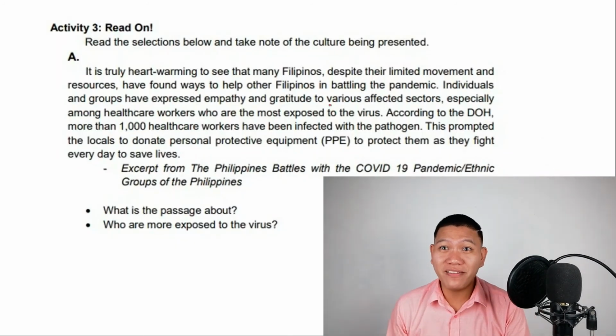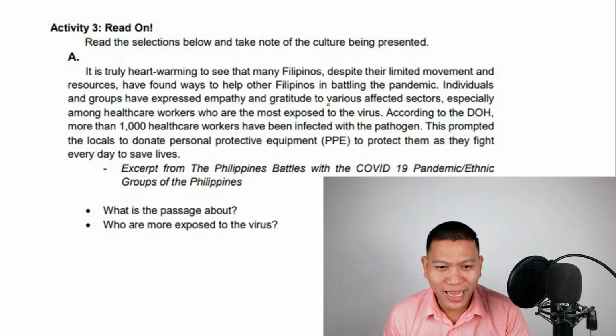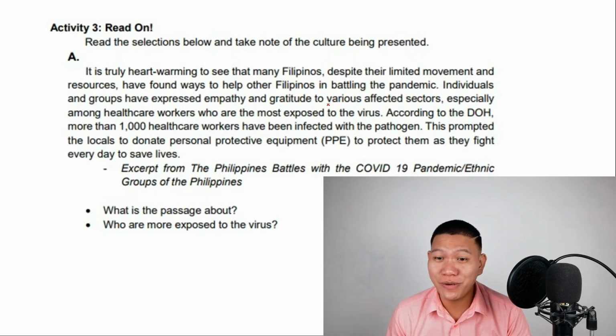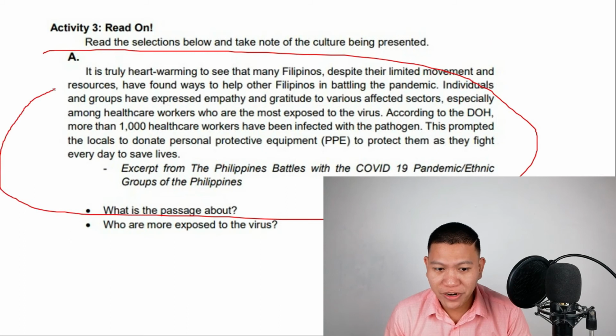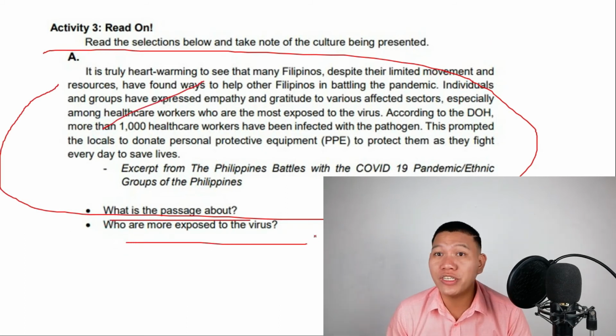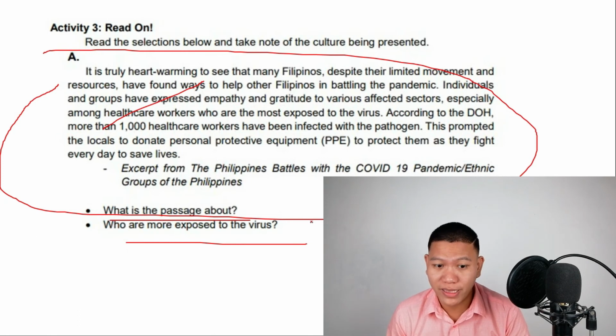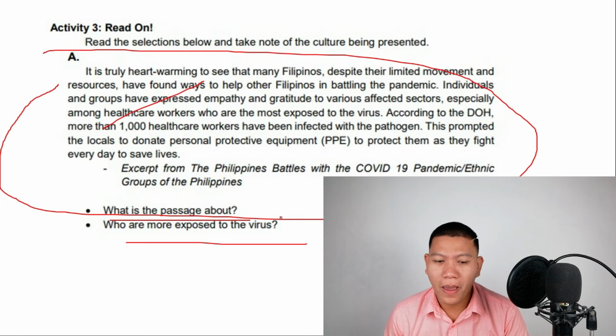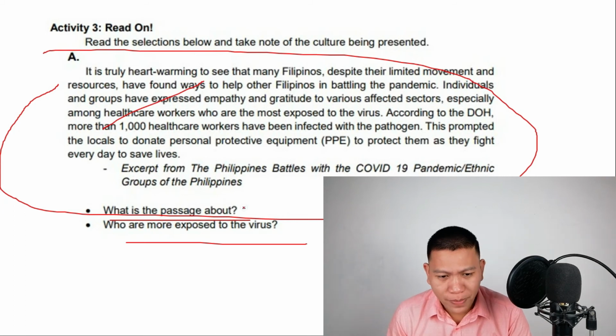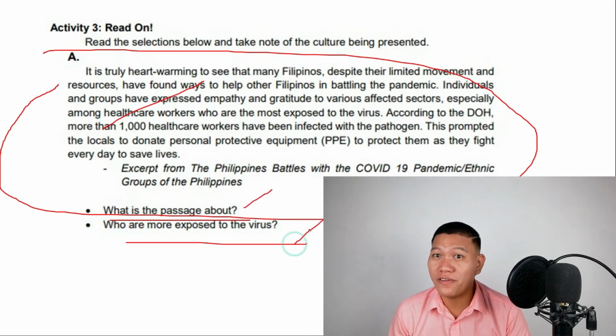Activity 3, read on. Read the selections below and take note of the culture being presented. So there are two selections here, A and B. So read them, and then answer the questions and write your answers on the space provided. Should I say on your clean sheets of paper? What is the passage about? Who are more exposed to the virus?